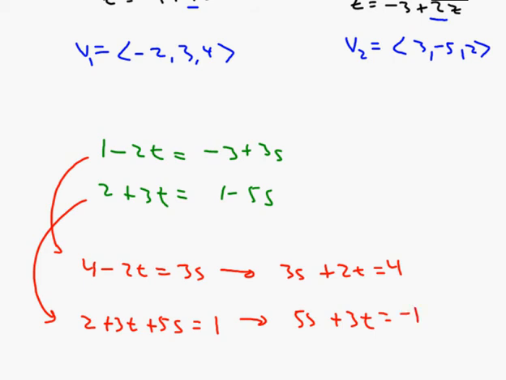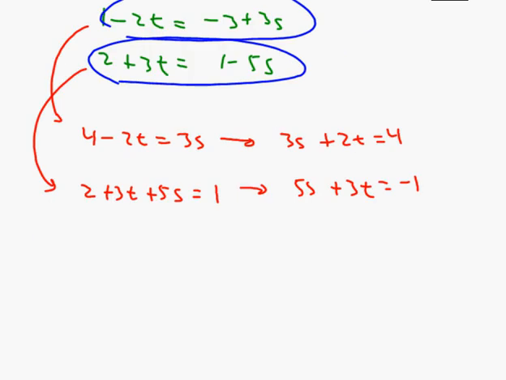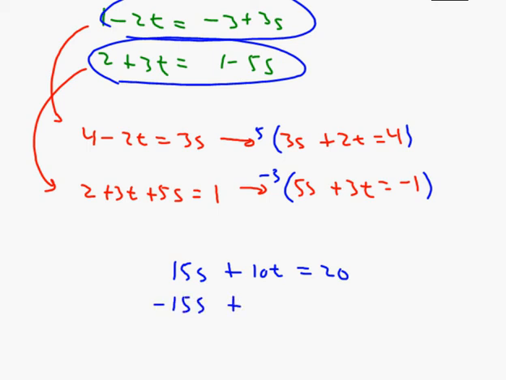Okay, so there's a solution for that. There's an s and t that would make these two equations be true simultaneously. And if that were the case, that would mean that the two x components were equal and the two y components were equal. So we'd have a possible candidate for a point of intersection between the two lines. So let's see what happens here. Let's multiply the top by 5 and the bottom by negative 3. The top equation becomes 15s plus 10t equals 20. The bottom equation becomes negative 15s plus negative 9t equals 3.